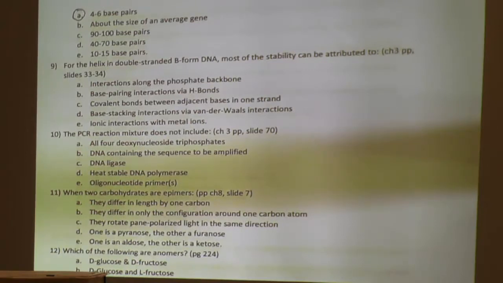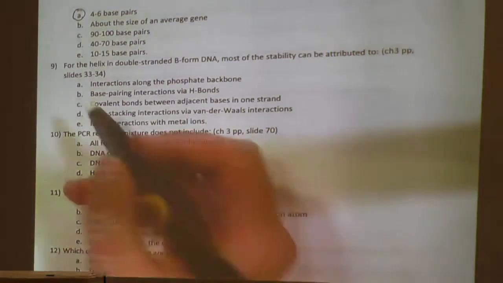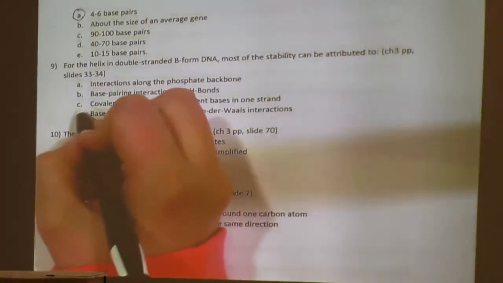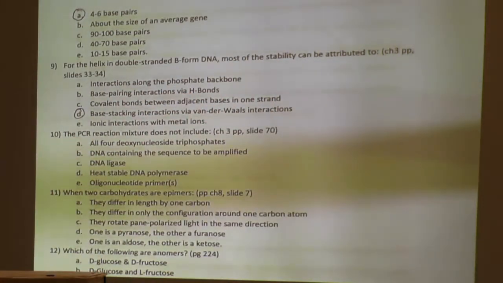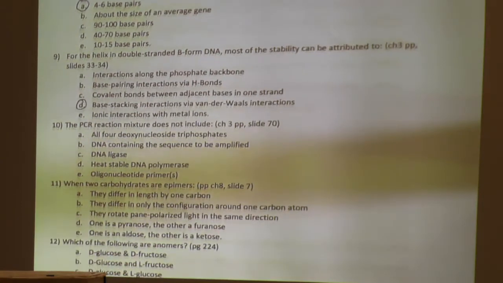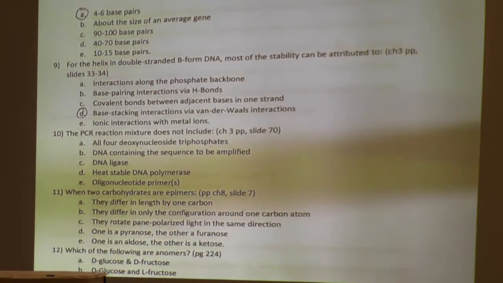So for the helix and double-stranded B-form DNA, most of the stability can be attributed to what? D? I heard some Ds. Why do you guys think it's D? Okay, it is D. Does anybody have any questions on that, or can I move on?